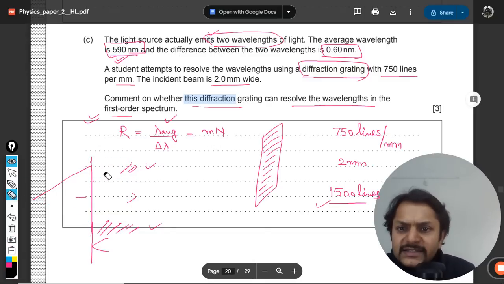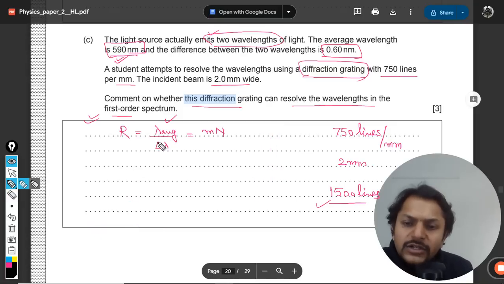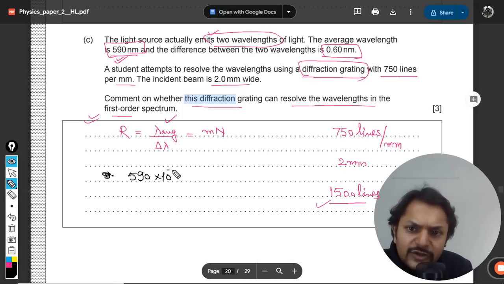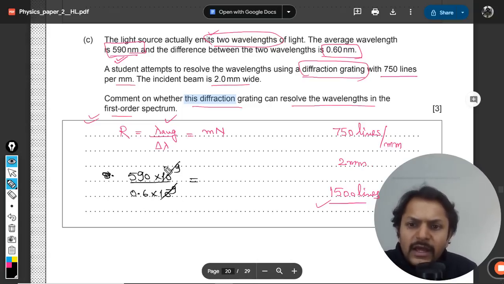So let us see this thing now. Let me clear the space. Formulas are all clear now. Lambda average by delta lambda: what is the value that we are getting? Lambda average is 590 times 10 raised to power negative 9 divided by 0.6 nano. Nano and nano get cancelled out, so it is coming out to be 590 divided by 0.6. What is the value coming? 5900 divided by 6. Sorry, I don't have the calculator as of now.